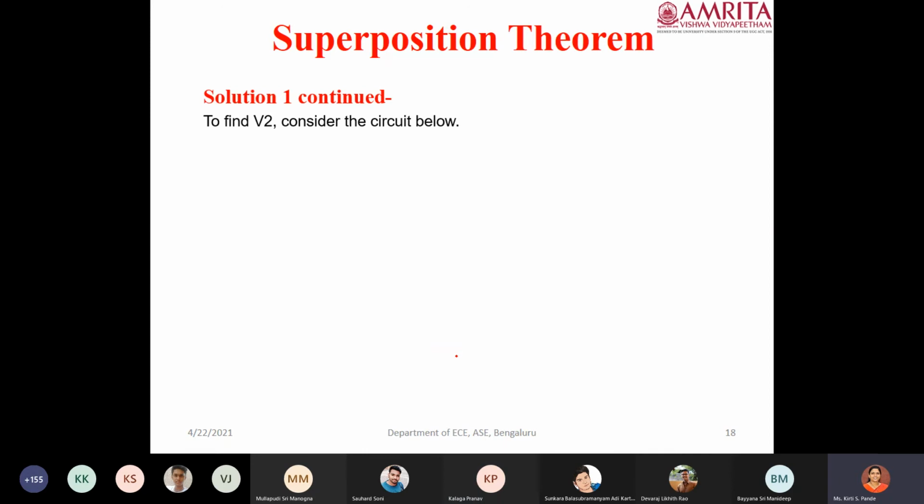Yes. So now to find out V2, how will you find out V2? 3 volts acting, 9 volts short circuited. Correct? Yes, ma'am. So 9 volts was here. 9 volts was here. Do you remember? Yes, ma'am. 9 volts was here. Yes or no?